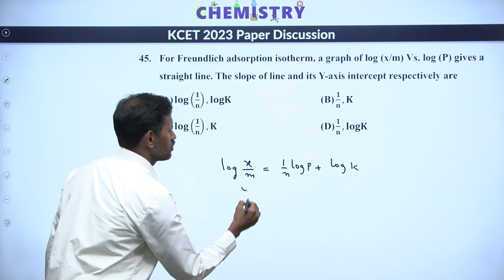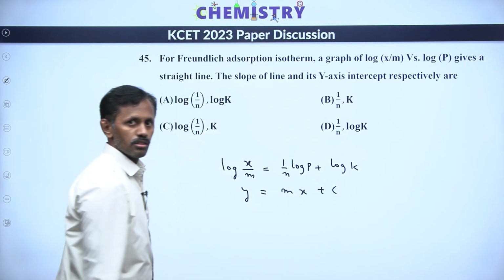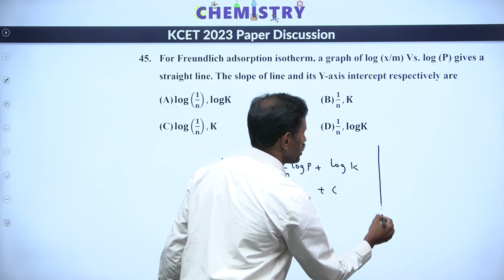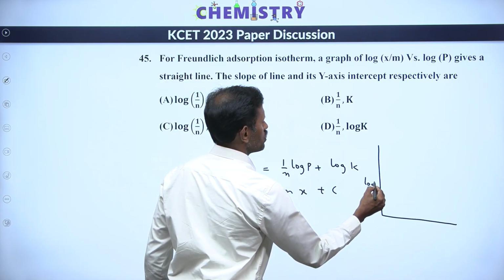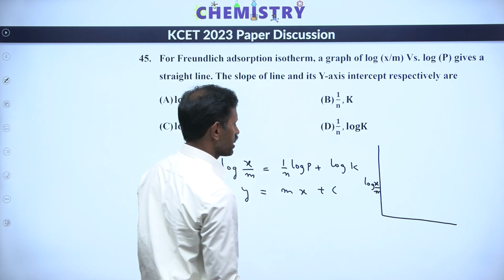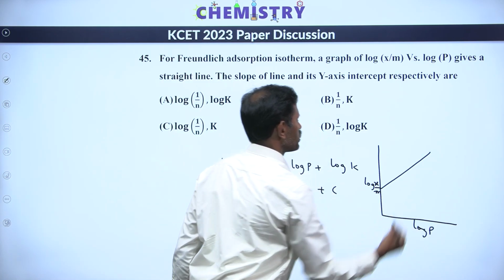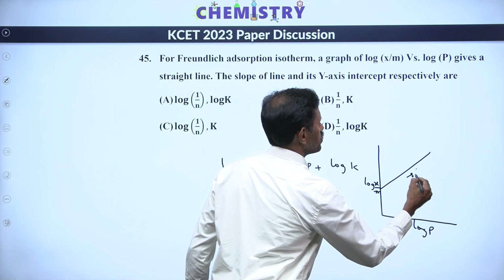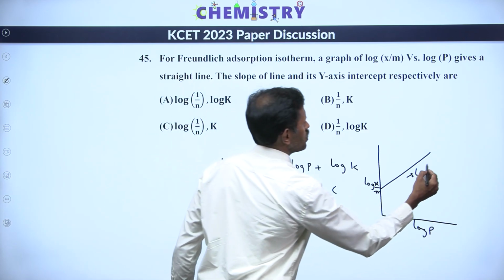So, this is exactly equal to the y = mx + c graph. So then how do you draw the graph here? The y axis is log x by m and the x axis you can write log p. Here the slope, which is m here, will be 1 by n.